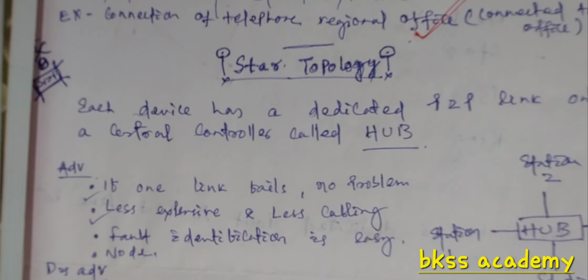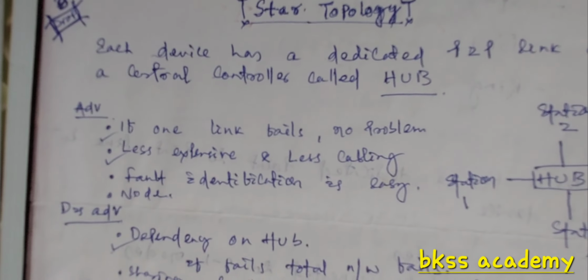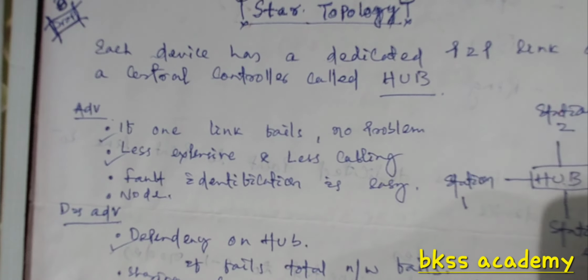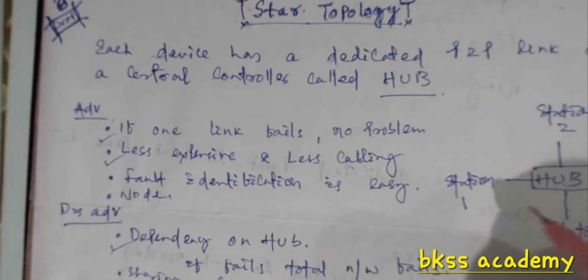Similarly, star topology: each device has a dedicated point-to-point link only to a central control hub. The diagram is like this. Suppose there is a hub and all stations are connected to the hub and transfer data to other stations through this hub.